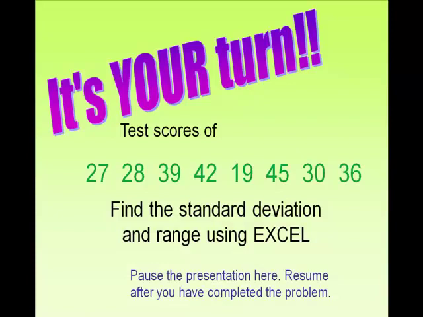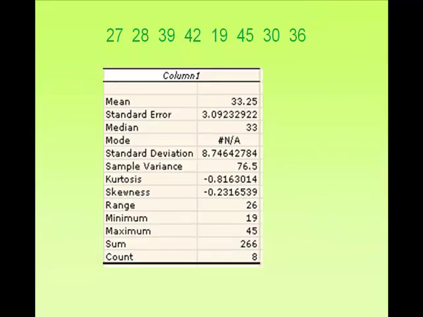Now you try one. Whatever version of Excel you have, type these numbers in, go get the descriptive statistics, and find the standard deviation and range. Pause the presentation here. Resume after you have completed the problem. Your answer printout should look like this. Standard deviation of 8.75 to the nearest hundredth, and a range of 26.